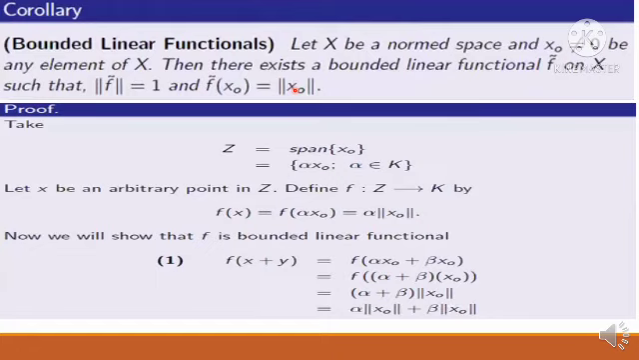This is a very interesting corollary. This corollary says that corresponding to each non-zero vector x0 of X, there exists a bounded linear functional f tilde on X such that the norm of this f tilde will be equal to 1 and the value of this f tilde on x0 will be equal to the norm of x0.